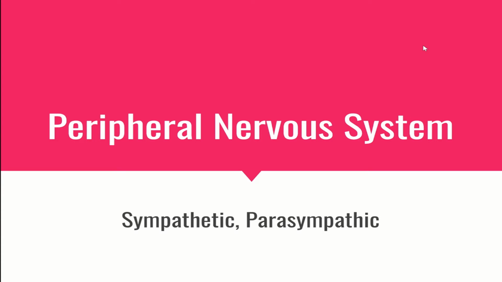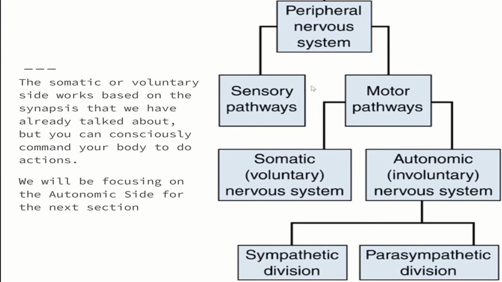So this is our third nervous system video. It is all about the peripheral nervous system. The peripheral nervous system contains most of what we consider our nerves. It has the sensory pathways, which we will be talking about more in depth individually. So we'll be talking about each of the different sensory pathways.